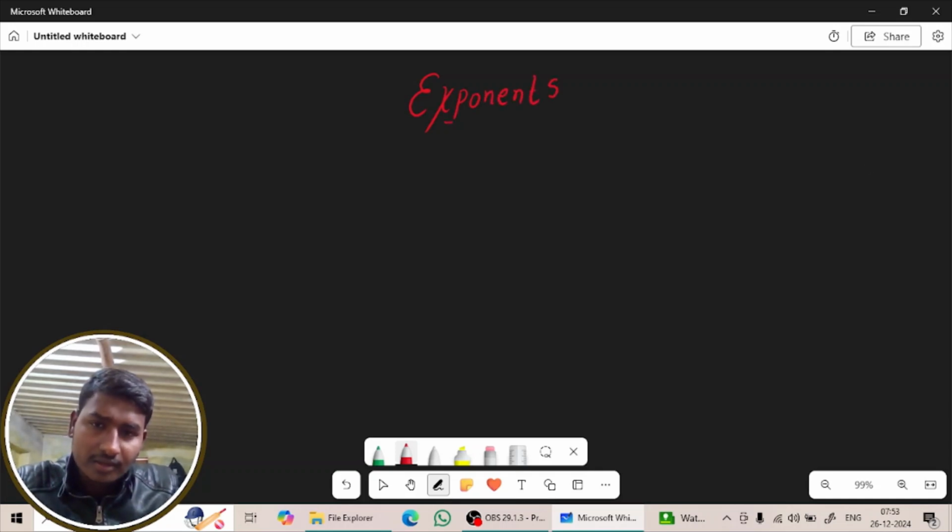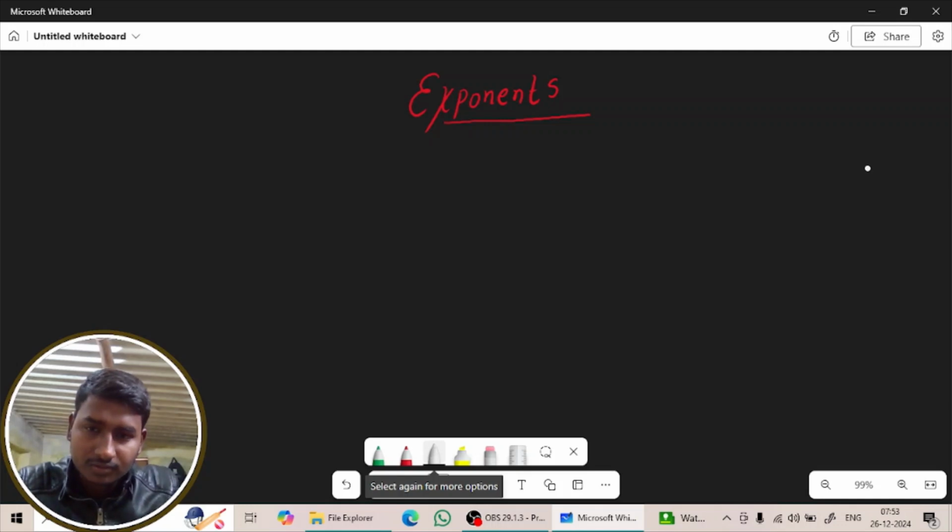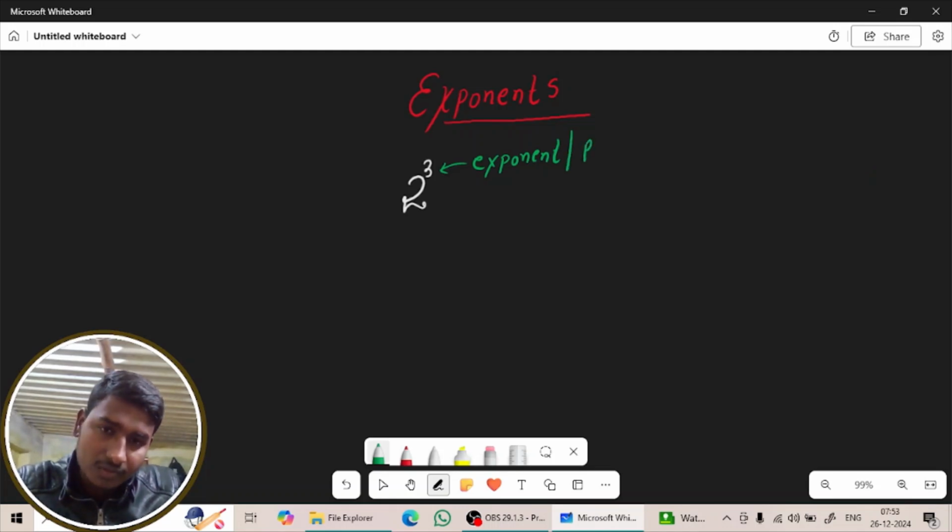So, first thing, what are exponents? Suppose we have some number, let's say 2, and at its head, a smaller number, let's say 3, is written. This number 3 is known as the exponent, or we also call it the power or indices. And this number is known as the base.